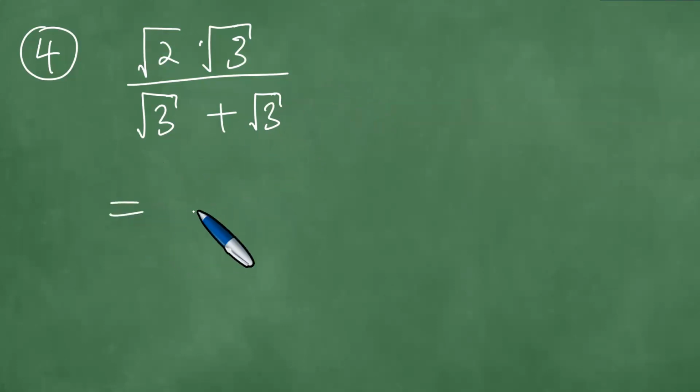Okay, this one, what do you think the answer is, Pechalelo? Is it the square root of 2? Yes, the square root of 2 times the square root of 3, all divided by the square root of 3 plus the square root of 3. A minute is given to you to try this one.